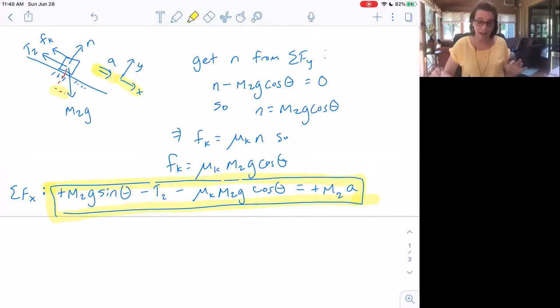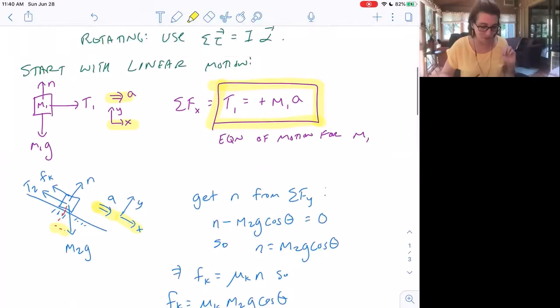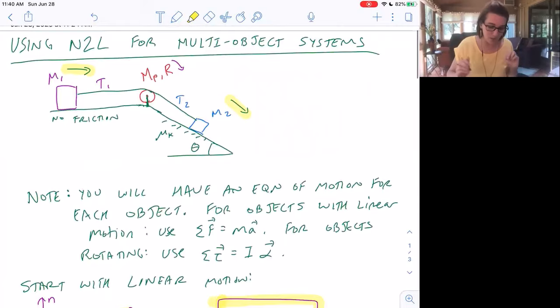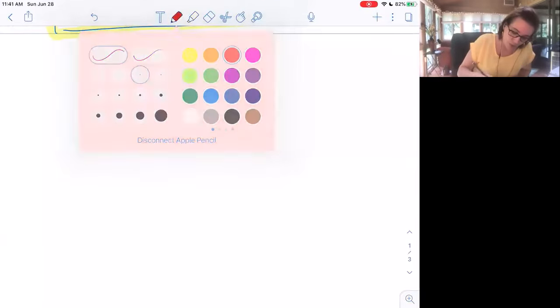So I now have my two equations of motion for my two linearly accelerating objects. So I'm 2/3 of the way there. If we go back to the original problem, I still have this motion of my pulley. We are not ignoring the pulley anymore. If we were ignoring the pulley, then T1 would equal T2, and we would have our system of two equations. But now we're adding in the complexity of the pulley. So let's go ahead now and see what we're going to do for the pulley.